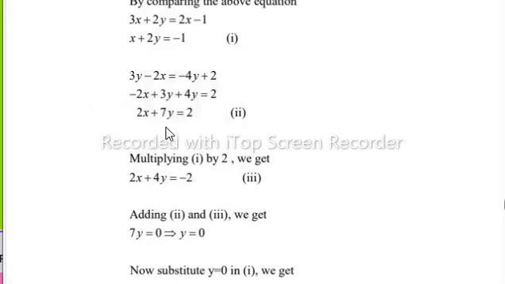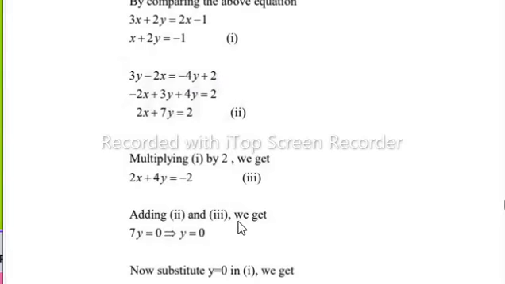In the next step, we multiply equation 1 by 2. We multiply this equation by 2 because the coefficient of x here is 2. That's why we multiply x plus 2y is equal to minus 1 by 2. So 2 ones are 2, 2 times 2 is 4, 2 ones are 2. And we get 2x plus 4y is equal to minus 2. So it will be equation 3.